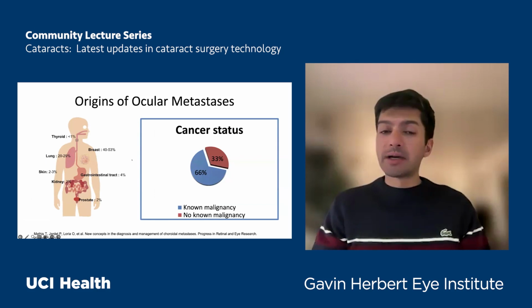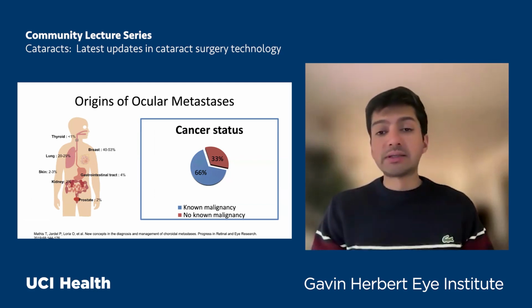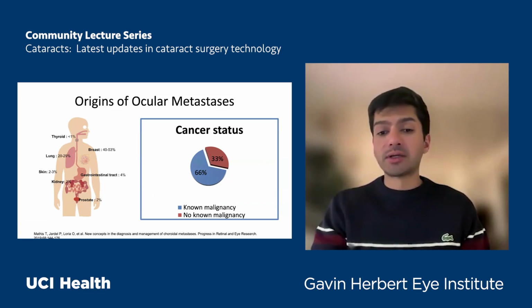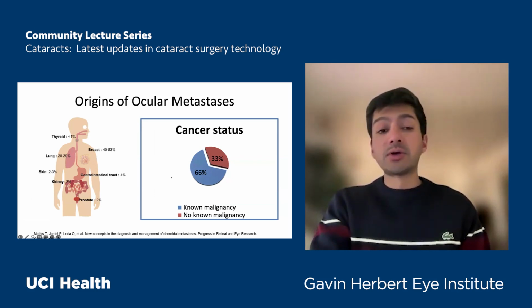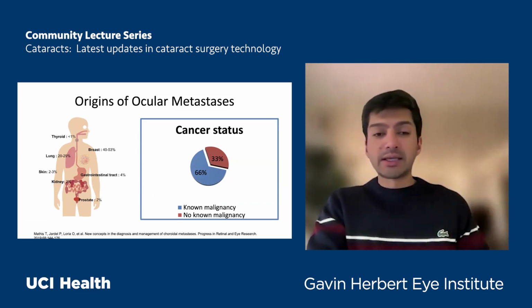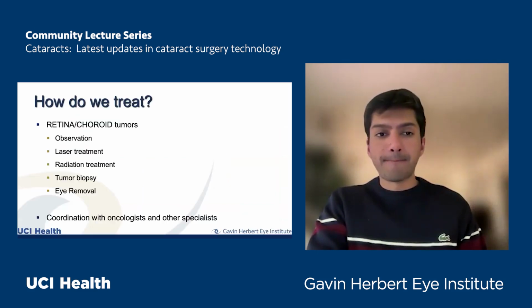In terms of origins of where these come from, 2/3 of them we know about an underlying malignancy, and that most commonly comes from breast cancer and lung cancer. But we've seen these lesions come from really any part of the body. And 1/3 of these lesions, there's no known underlying malignancy, which means that it's very important if we do find something that we can start investigating and start treatment earlier than would have otherwise happened.